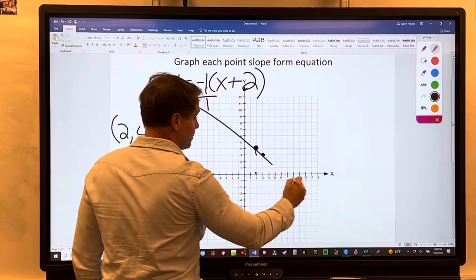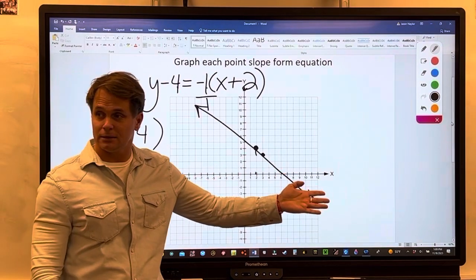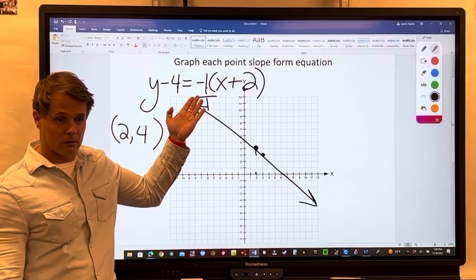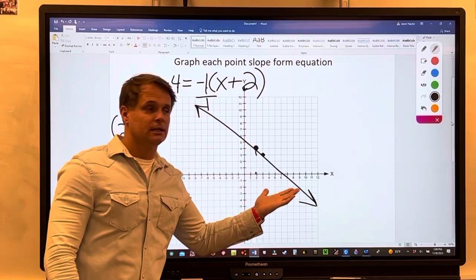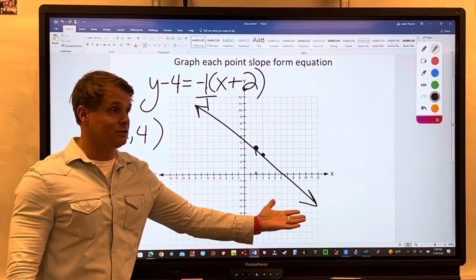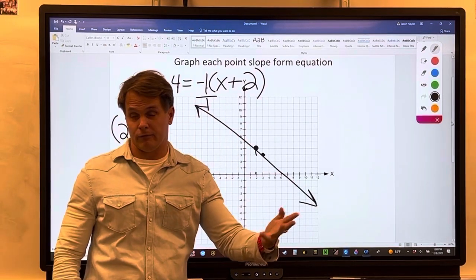And now this is my graph. When I read it left to right, what direction is the slope going? Down. So the slope's negative. And that's good because in the formula, the slope is negative.